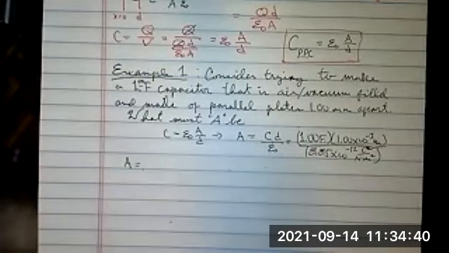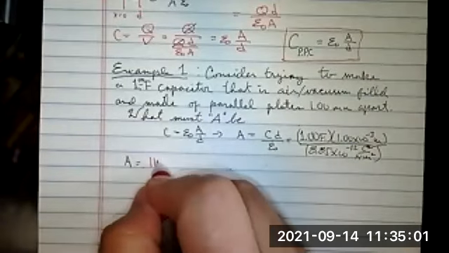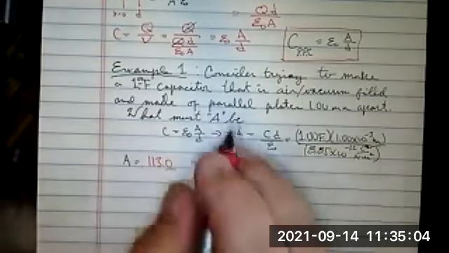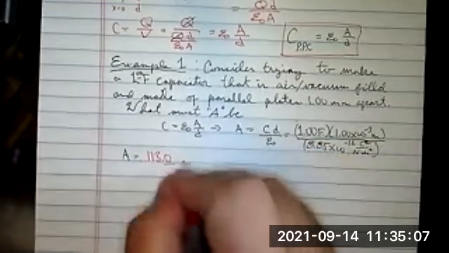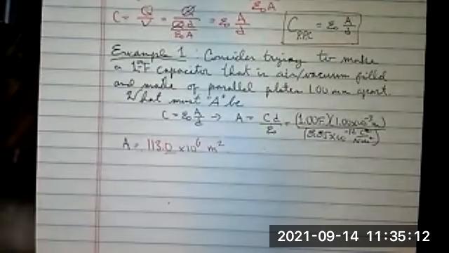So A is going to turn out to be 10 to the negative third divided by 8.85. So 1e negative 3 divided by 8.85e to the negative 12. And I get 113.0. That's one extra sig fig with that 0 there, times 10 to the 6 square meters. So we're talking 113 kilometers by 113 kilometers.